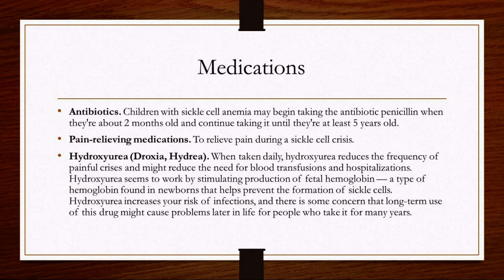So medications. Some kids with sickle cell may be put on antibiotics from the age of 2 months until they're 5 years old, just to prevent them from getting sick so much. There are pain relieving medications, and those of you who have taken care of sickle cell patients know how painful sickle cell can be, especially at crisis. And then there's hydroxyurea, which they can take daily. From what I could tell, there weren't a ton of studies on this, but they have found that it might work by stimulating production of fetal hemoglobin, which is a type of hemoglobin found in newborns that helps prevent the formation of sickle cells. So there's potential. And I have seen sickle cell patients on this.